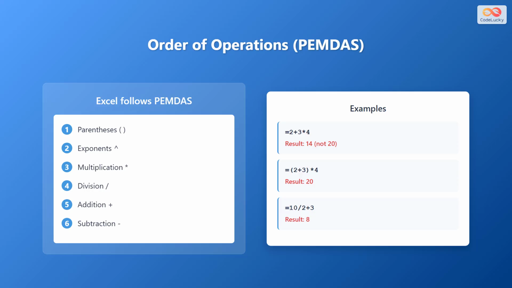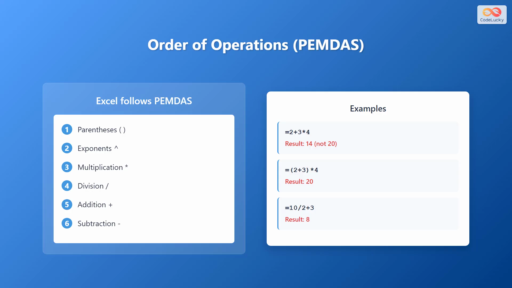It's important to understand the order of operations, often remembered by the acronym PEMDAS, which stands for parentheses, exponents, multiplication and division, and addition and subtraction. Excel follows this order when evaluating formulas. Anything inside parentheses is calculated first, followed by exponents, then multiplication and division from left to right, and finally addition and subtraction from left to right.